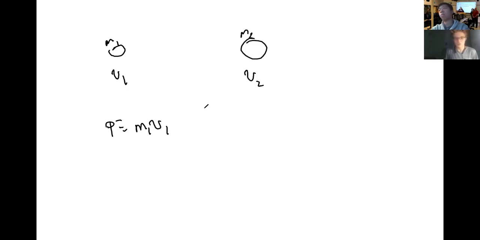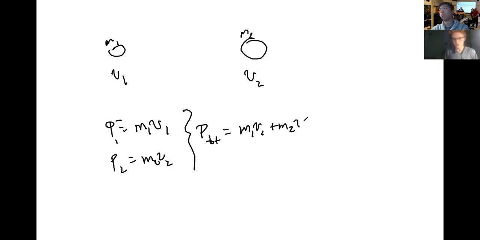If we have one object of mass m1 moving at a speed v1, we know that its momentum is going to be m1 v1. And we have another object of mass m2 with a velocity v2, and its momentum p2 is going to be m2 v2, which means that the total momentum p tot is m1 v1 plus m2 v2, which means p initial is going to be equal to p final, which is equal to m1 v1 plus m2 v2.